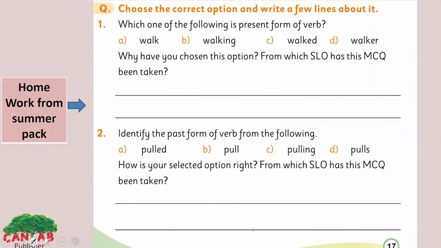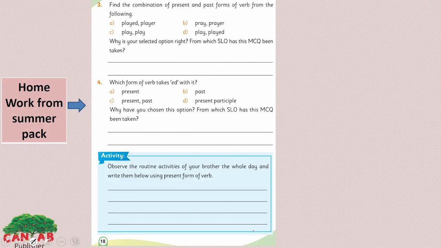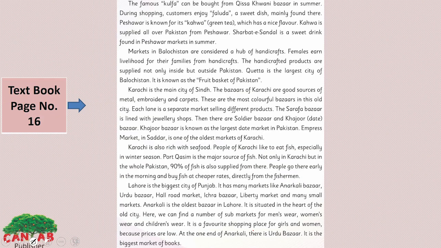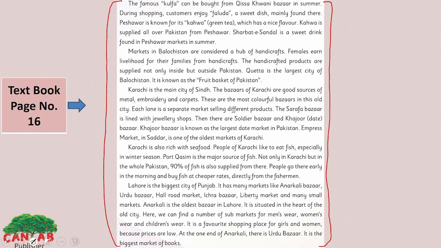Yes. Dear student, this is your homework from summer pack, page number 17, and from page number 18, 19 here. And this is your page number 16 from your textbook from unit number 2. What you need to do, you have to give it a read and identify the present and the past form of verb here. Just underline it. Both the forms we discussed in this lesson, you have to underline both forms in this page.